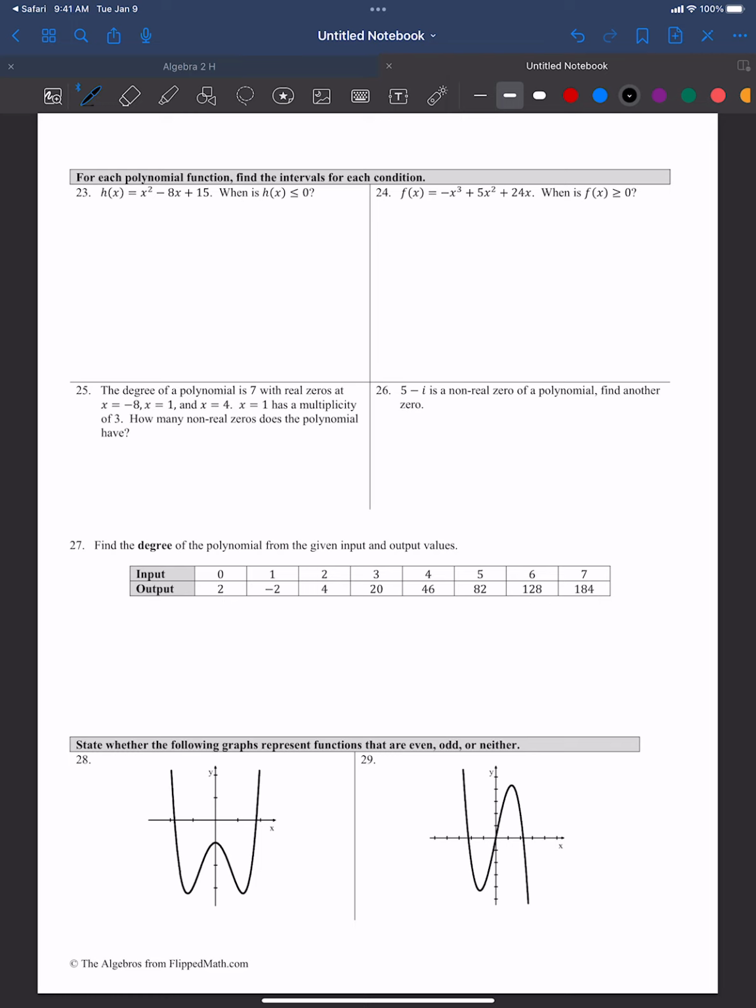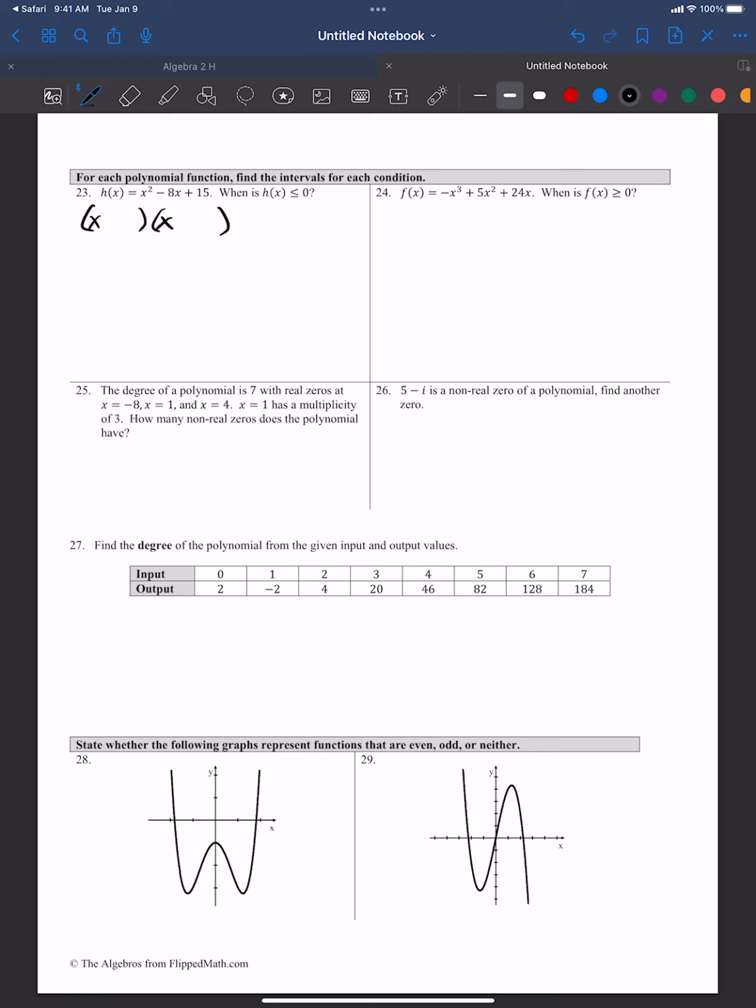Now, for each polynomial function, find the intervals for each condition. So now they're saying, here's your graph. When are the y values less than or equal to 0? Okay, so the first thing I want to do is I want to find my factors of these functions, which I can easily do my shortcut.